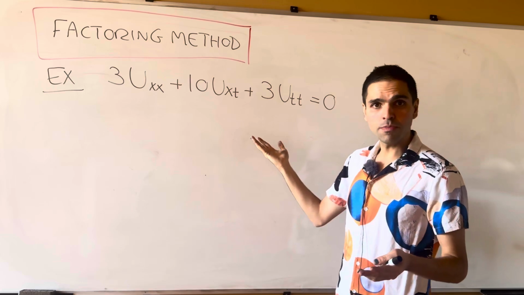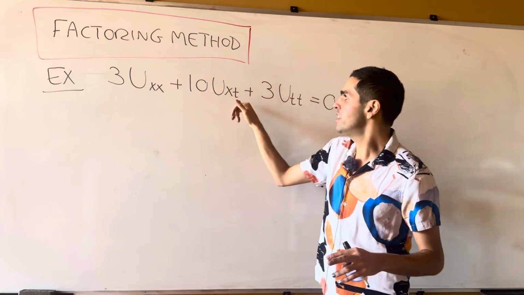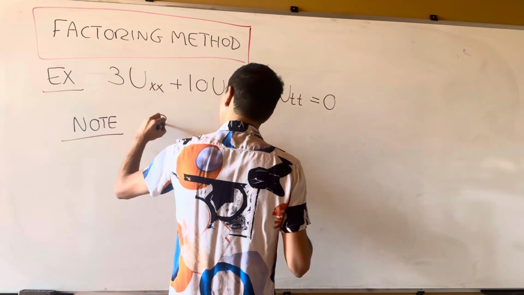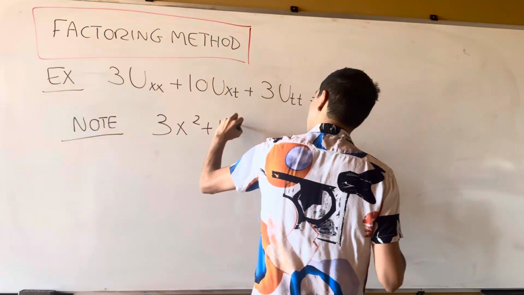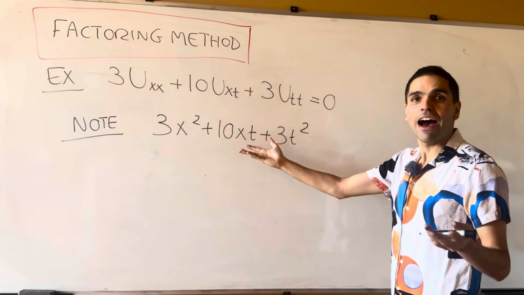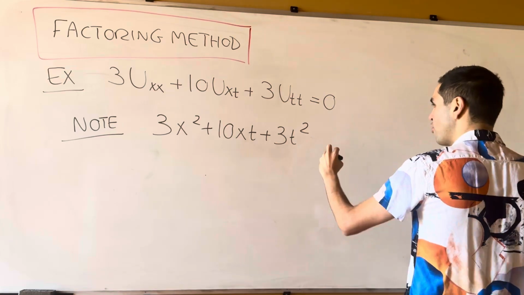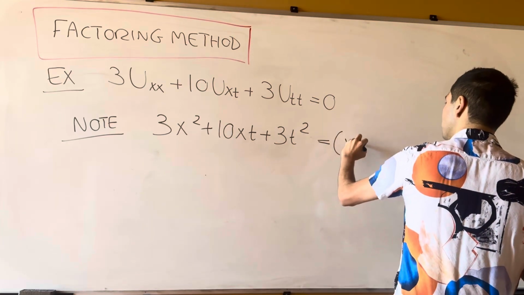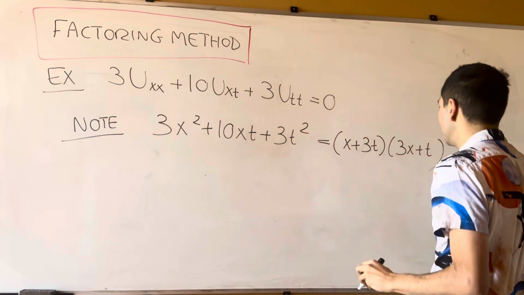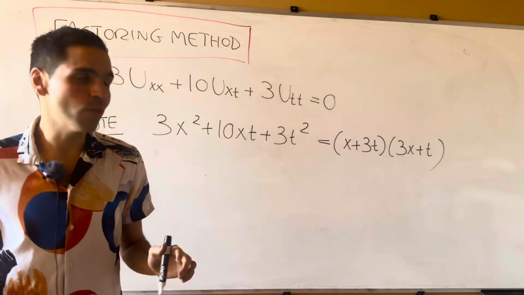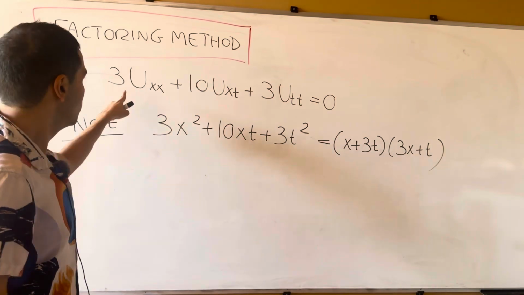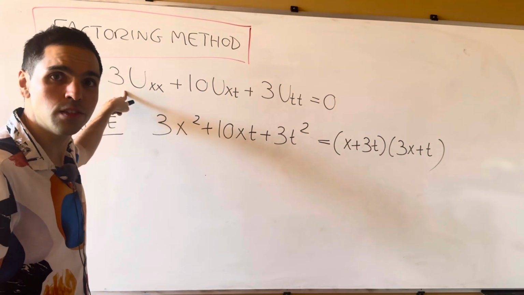And all this is based on a factorization of this quadratic, because note, 3x² + 10xt + 3t². You can factor this, for instance, using the quadratic formula, and you get (x + 3t)(3x + t). And you can check that this actually works out. In particular, we can use this factorization to factor out this PDE.